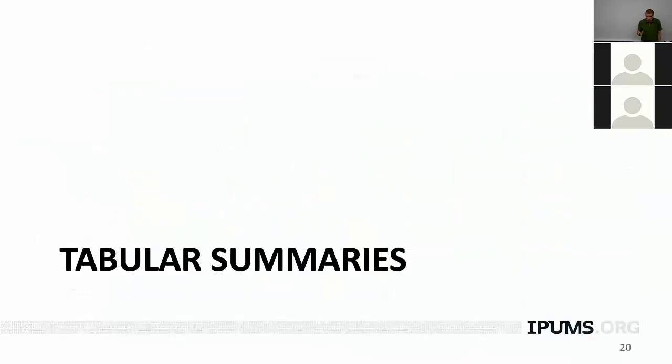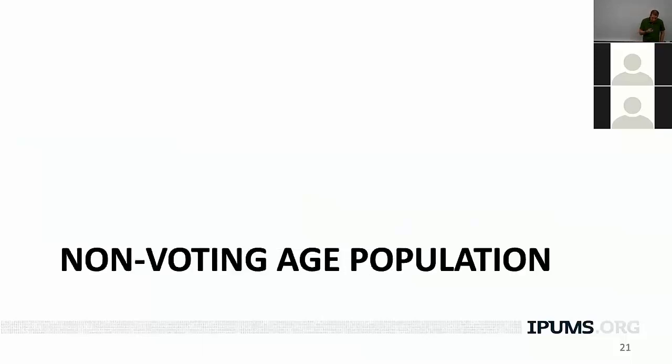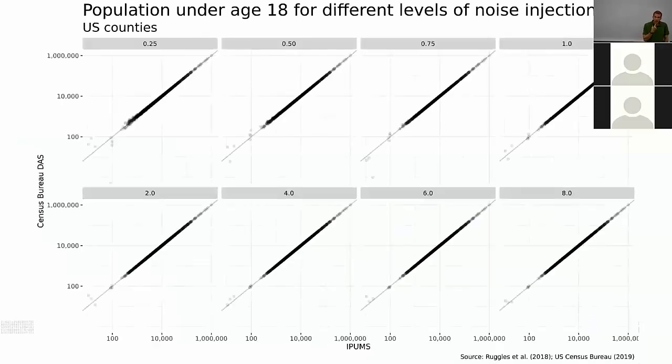So now I'm going to walk through three different sets of tabular summaries: for non-voting age population, for African Americans, and for segregation. And for everybody who saw these yesterday, I cut out some of the slides, so we don't have quite as many of the results as I showed yesterday, but I did that to hopefully save a little bit of time. So non-voting age population, this is for persons under the age of 18. This is a simple scatter plot of the counts of people under the age of 18. At the county level, this looks very similar to what we saw for the total population.